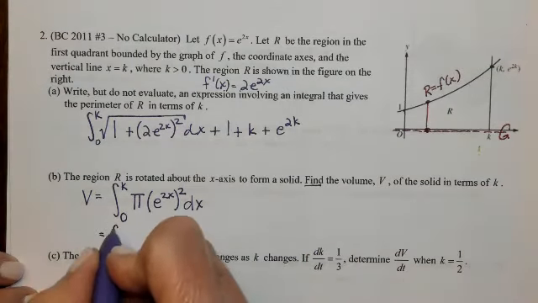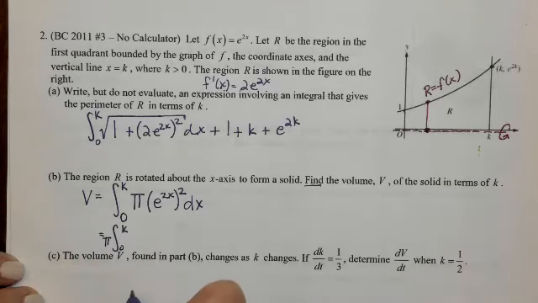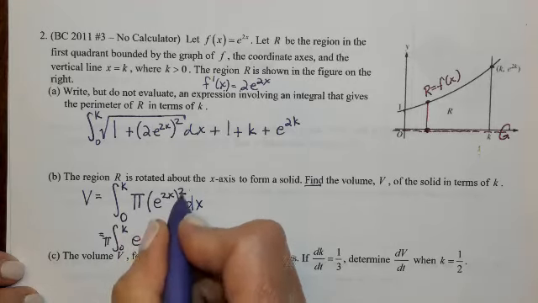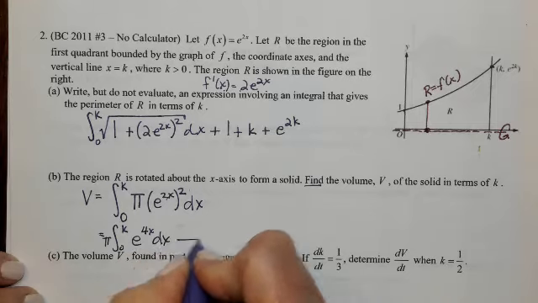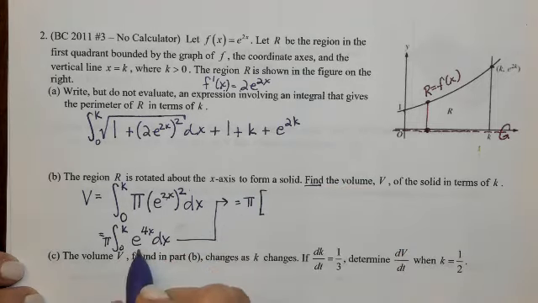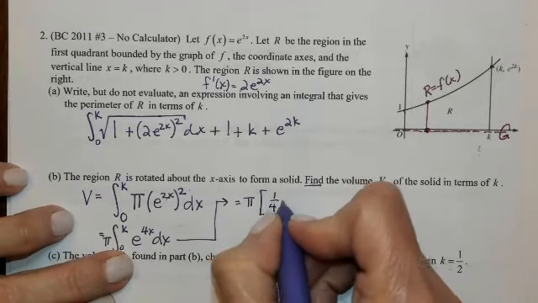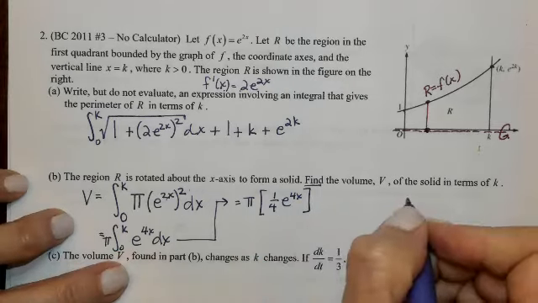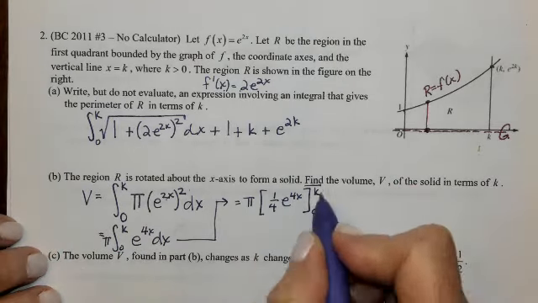So let's simplify a little bit. I am going to move that pi out. So we have the integral from 0 to k, pi is outside. When I square this, when you square an exponent to an exponent, you multiply the two exponents. This is equal to pi times, let's go ahead and find the antiderivative. The antiderivative of e to the 4x is 1/4 e to the 4x. We got real good at those antiderivatives when we did our integration by parts. We're evaluating that from 0 to k.